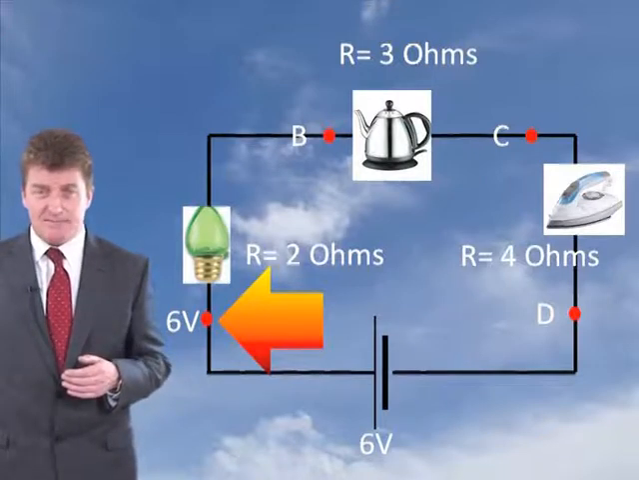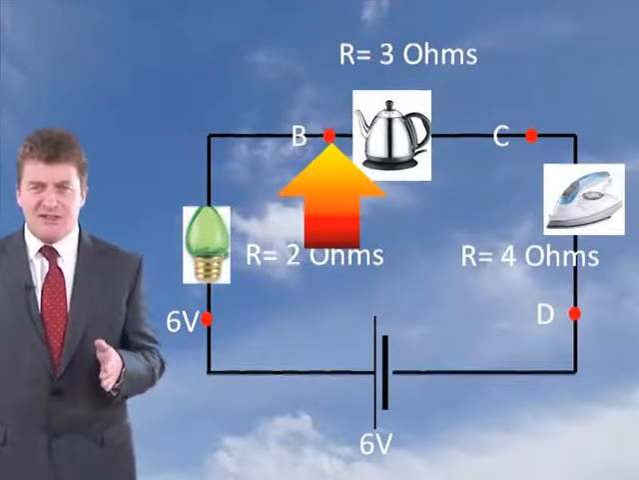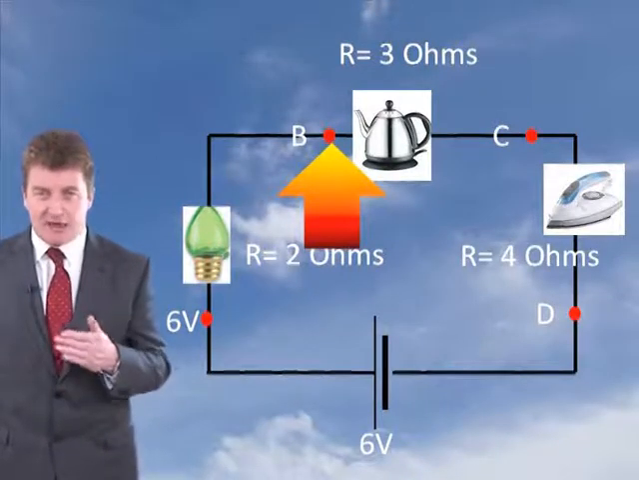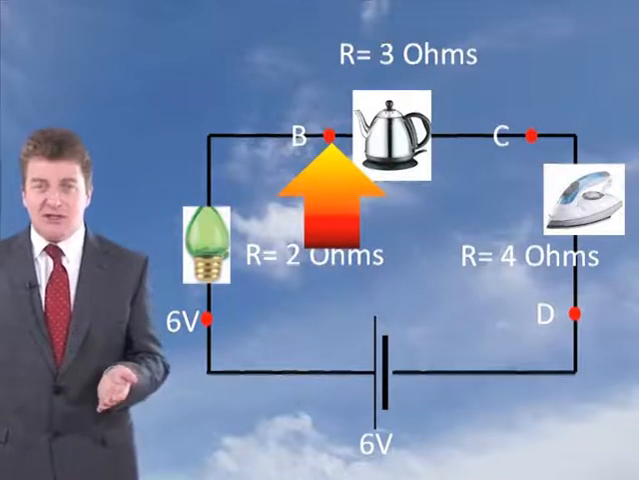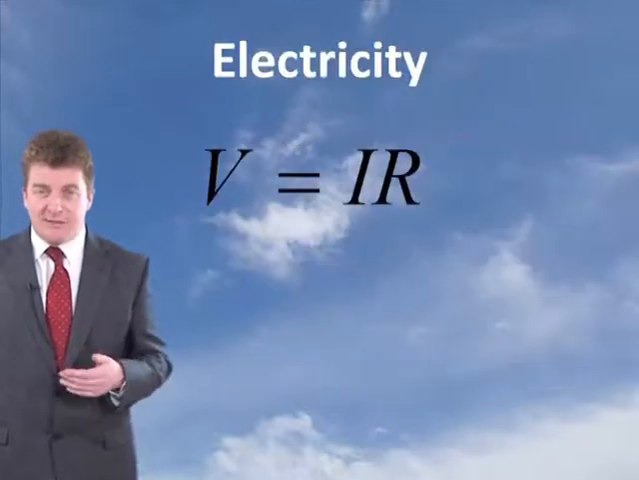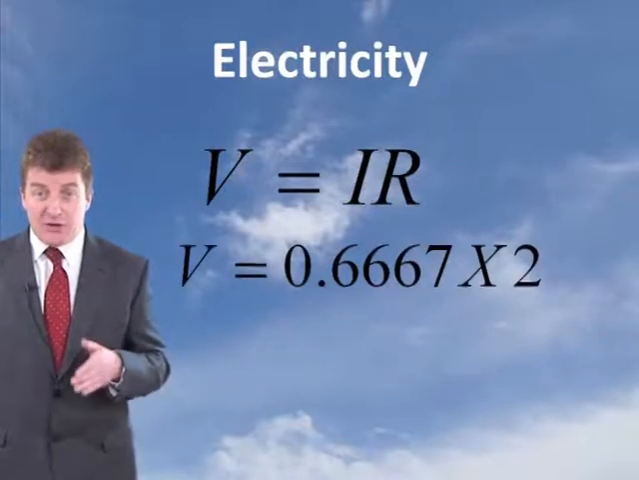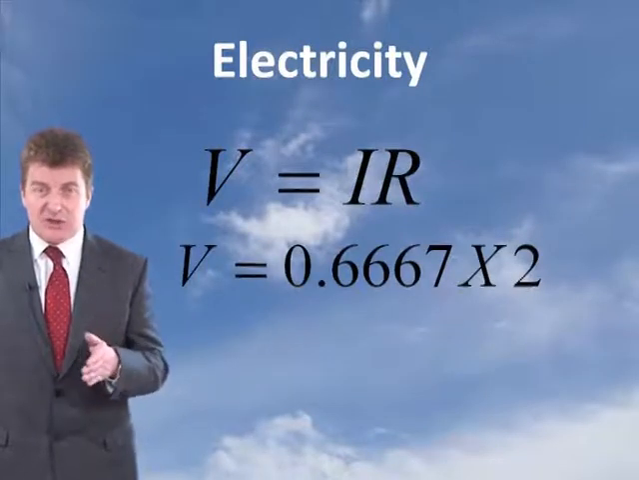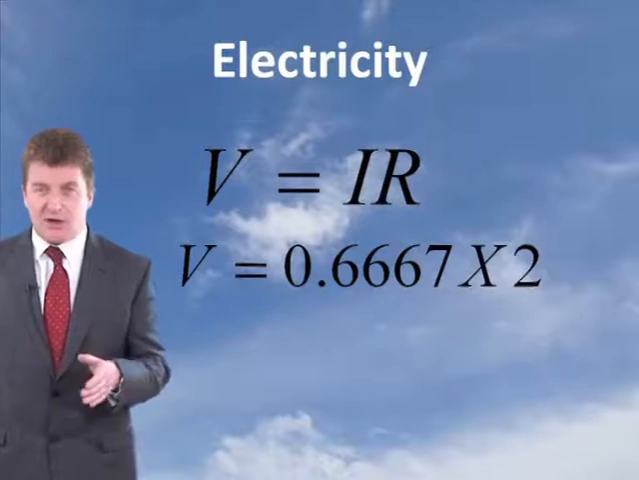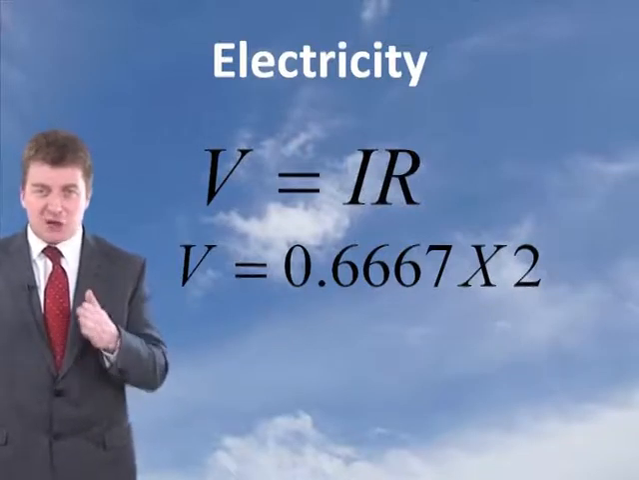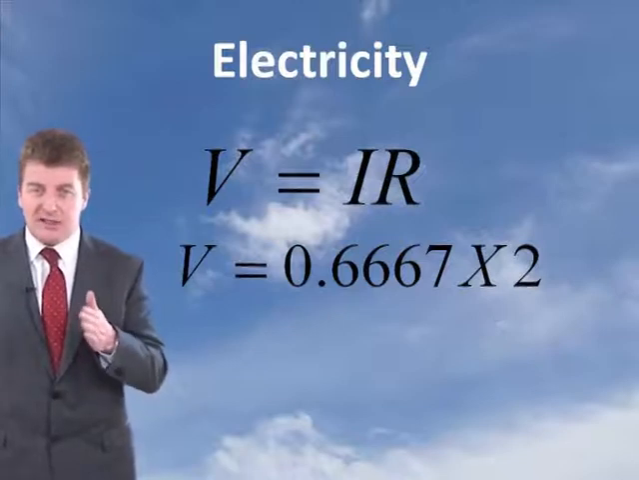At point B, the current has had to travel through the first resistor and it will have lost electrical potential. So how do we determine the voltage drop? Well, this is the formula we said before, V equals IR. Now we know that with all 3 in a series circuit, the current was 0.667 amps. So first of all, you've got to work out the current in the circuit, and then you can work out the voltage drop.